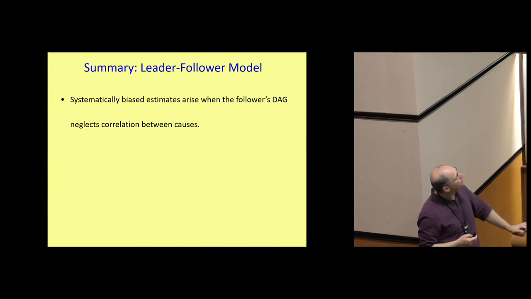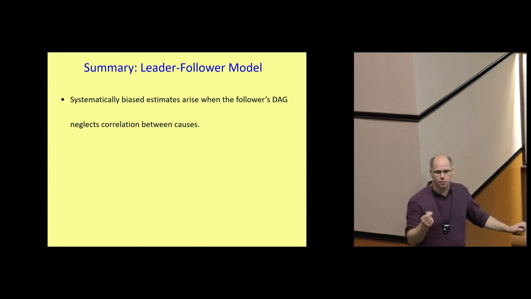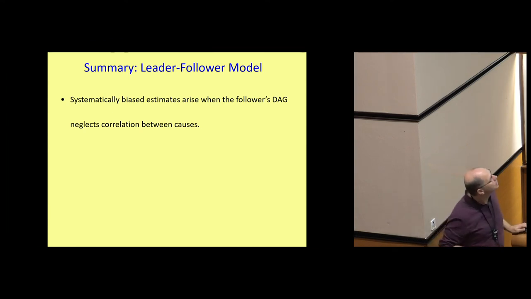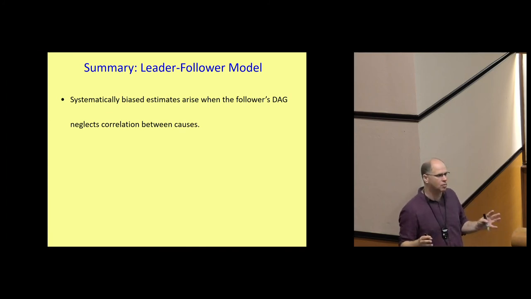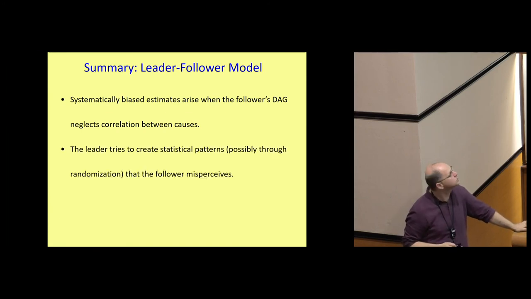We saw that effectively the perfection property is key, and in particular it means that systematically biased estimates arise when the follower's DAG neglects correlation between causes. So correlation neglect per se is not the problem. The problem is neglecting correlation between variables that you perceive as causes. So you think that certain causes are independent, whereas in fact they're correlated.